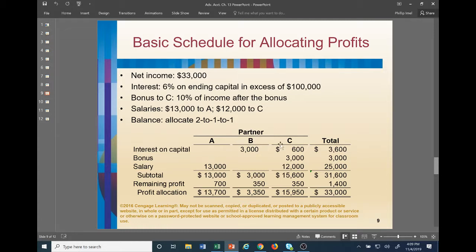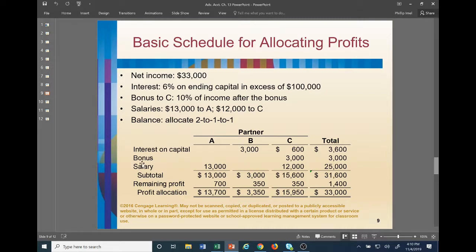So relatively, allocating the 6% on the ending capital in excess of $100,000, partner B will receive $3,000 and partner C will receive $600. Once again, interest of 6% on the portion of a partner's ending capital balance in excess of $100,000. So that means for partner B, it's going to be based upon $50,000, and for partner C, based upon $10,000, because that's the difference over $100,000.